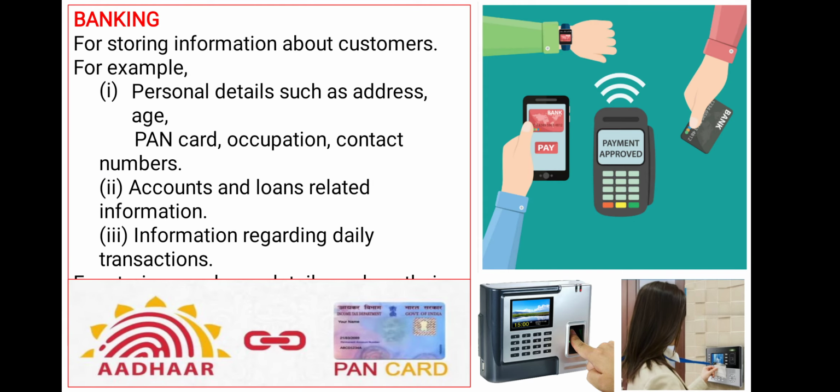Banking. Computers are used for storing information, for example, personal details such as address, age, PAN card, occupation, contact numbers, accounts and loan related information regarding daily transactions, and so on and so forth. As you can see below, the Aadhaar card and PAN card linking has to be done to open a bank account. This is very, very mandatory as of now. Again, linking of Aadhaar card and PAN card can only be done in the computer.